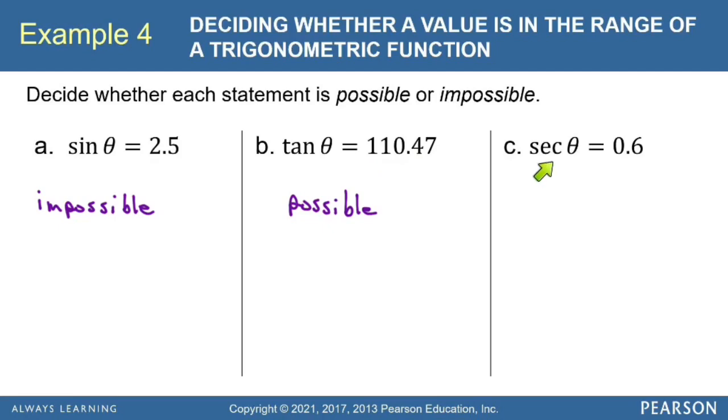And then in part C, is it possible to have an angle theta so that the secant of theta is equal to 0.6? Well, we know that secant and cosecant cannot exist between -1 and +1. They can be less than -1 or more than +1, but they can't be between. 0.6 is between -1 and +1. Therefore, this is not a valid secant value, so it is impossible for an angle theta to have 0.6 as its secant.